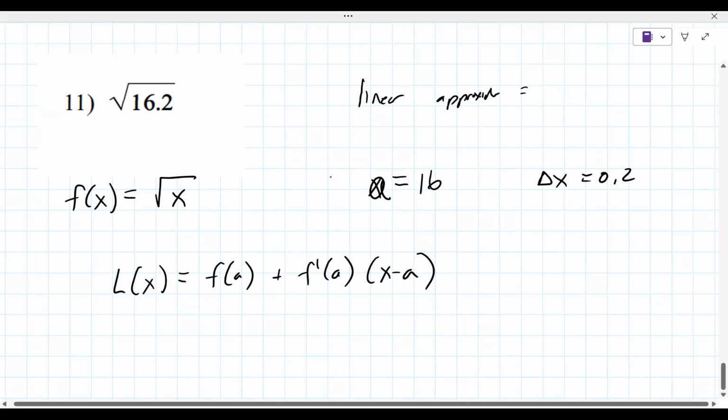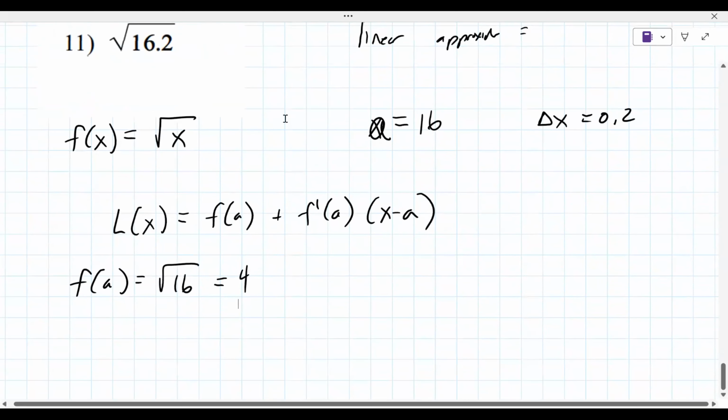Let's do it in pieces here. What's f of a? What's the square root of 16? Four. Don't overthink it. What's f prime of x? Do I have to do x to the power of 1/2? Yep, take the derivative of the square root of x. So 1/2 x to the power of negative 1/2. And then you have to evaluate that at 16.